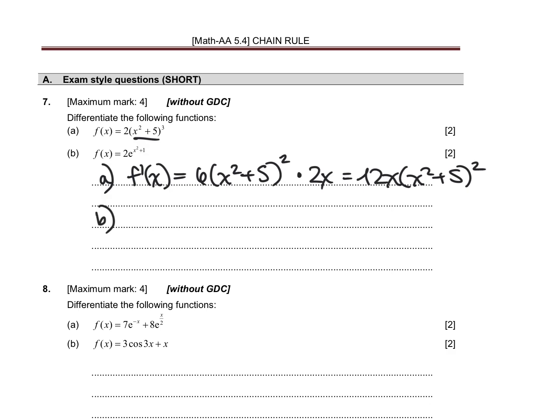For B, the derivative of the outside function is going to be just 2e to the x squared plus 1, because the derivative of e to the x is e to the x. And then we have to multiply by the derivative of the inside function, which is 2x. So we're going to have 4x e to the x squared plus 1.